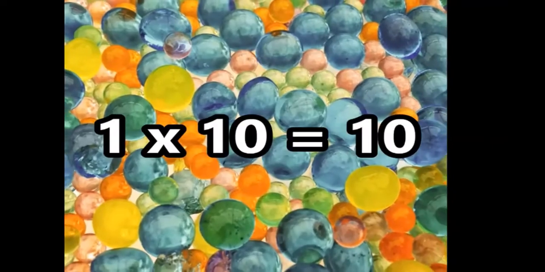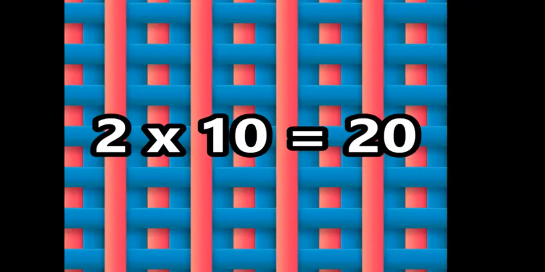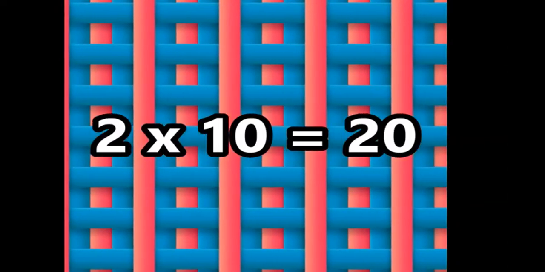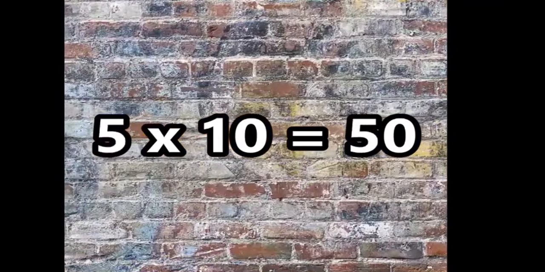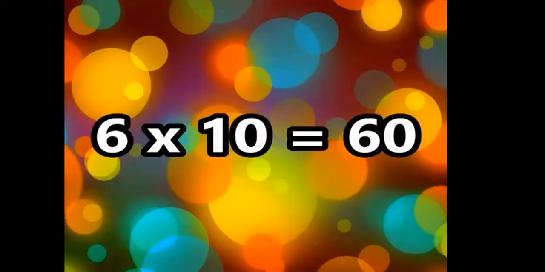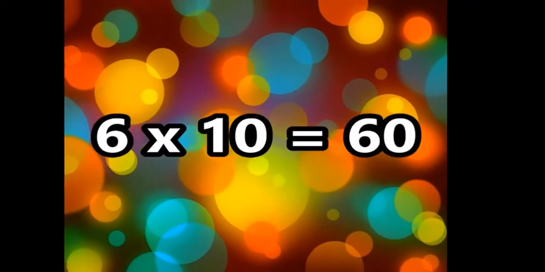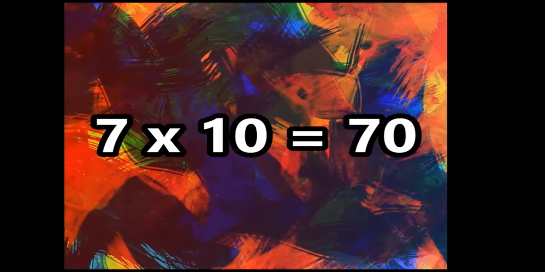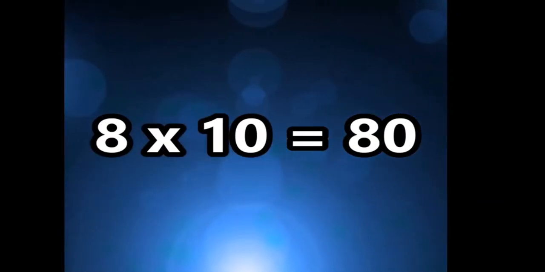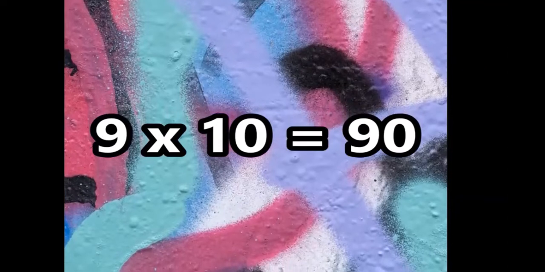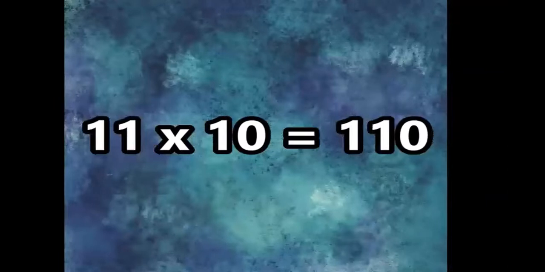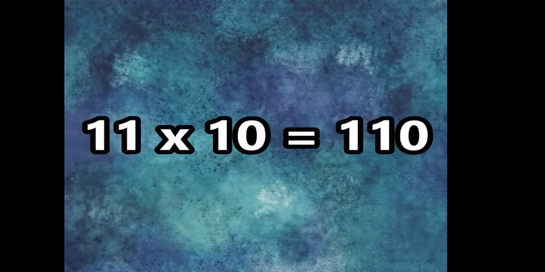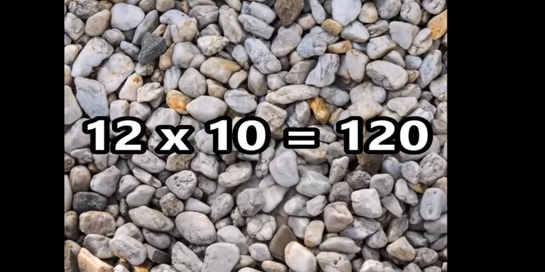Let's go! 1 times 10 is 10. 2 times 10 is 20. 3 times 10 is 30. 4 times 10 is 40. 5 times 10 is 50. 6 times 10 is 60. 7 times 10 is 70. 8 times 10 is 80. 9 times 10 is 90. 10 times 10 is 100. 11 times 10 is 110. 12 times 10 is 120.